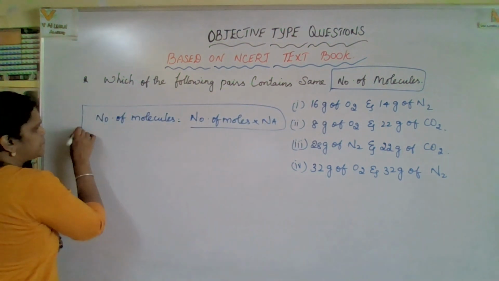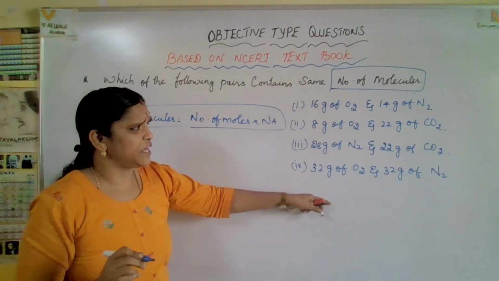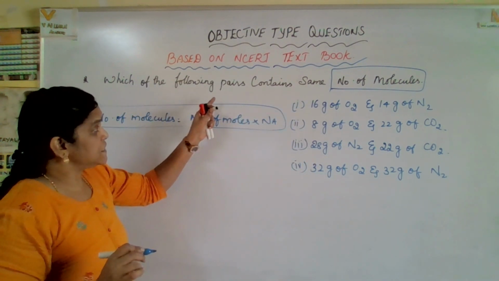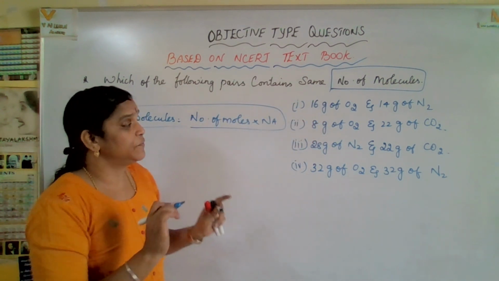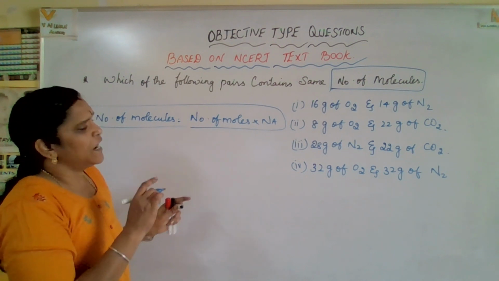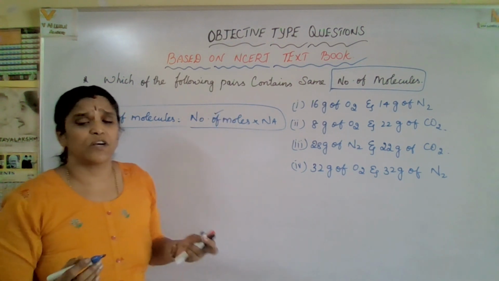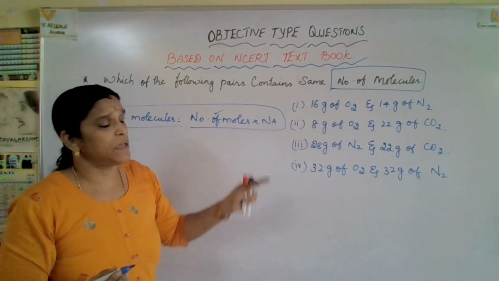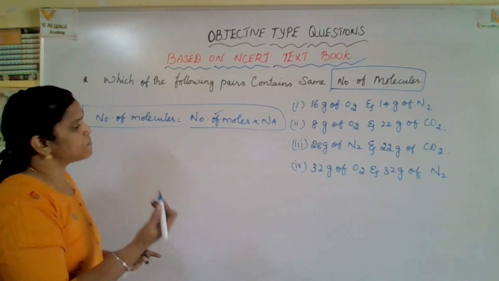This is the only formula. In this question, they have given the options which contain the same number of molecules, so we have to compare which is having the same. Right now, they did not mention any number of moles, so we have to find out the number of moles: given mass by molecular mass. Of course, they have given the mass in grams.